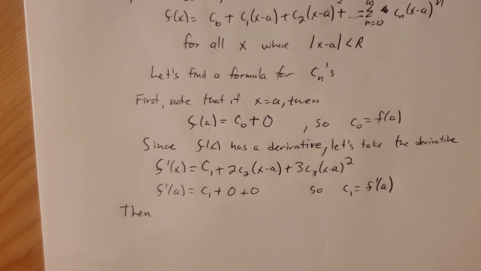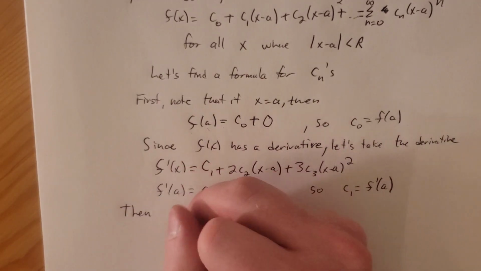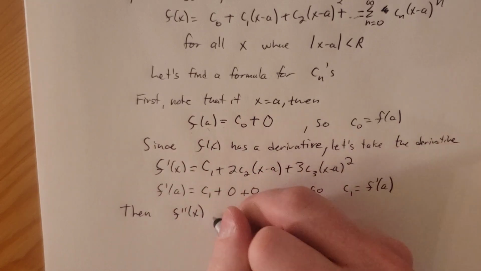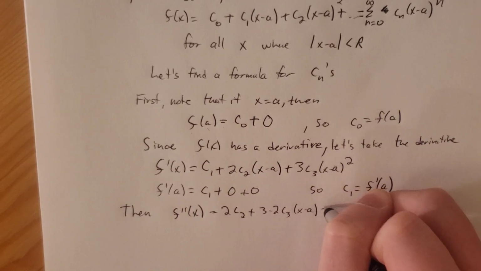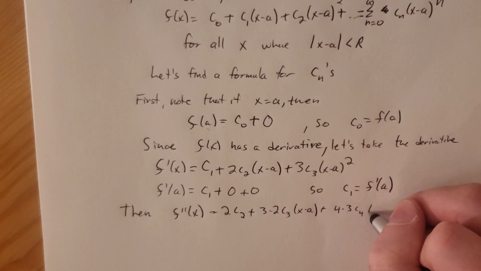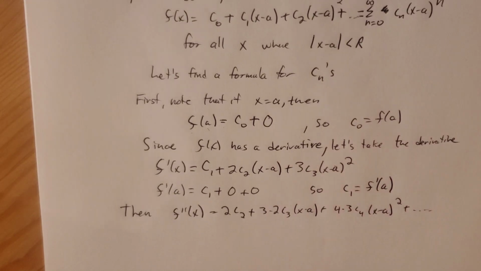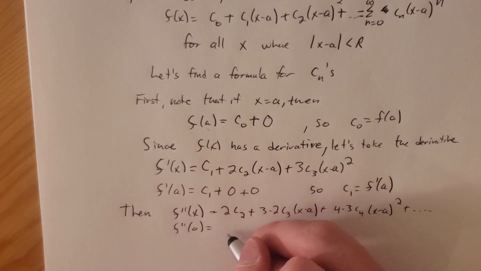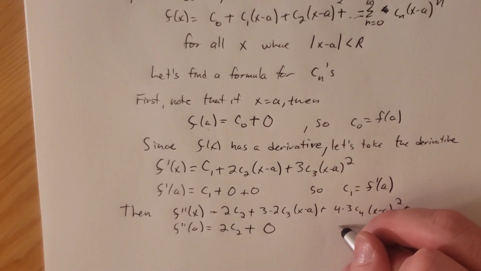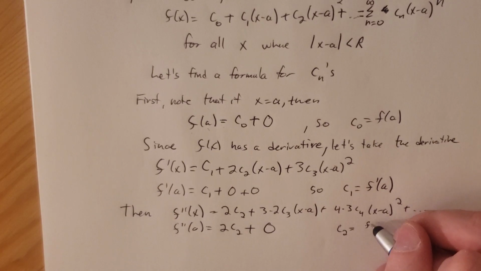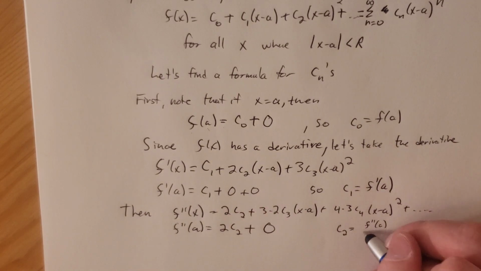Then, f double prime of x is equal to 2c2 plus 3 times 2c3 times x minus a plus 4 times 3c4 times x minus a squared, and so on. Then f double prime at a is 2c2 plus, and then a bunch of terms with 0. Because if we plug in a into each of those terms, we're going to get those terms evaluating to 0 if we plug in x equals a. Okay, so in fact, c2 is the second derivative evaluated at a divided by 2.